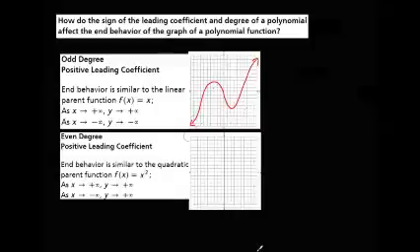Now we might have functions that look like this. That's still an odd function. It doesn't matter how many humps it has in the middle of it. Okay?